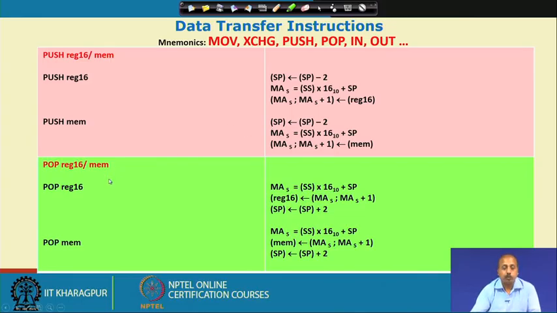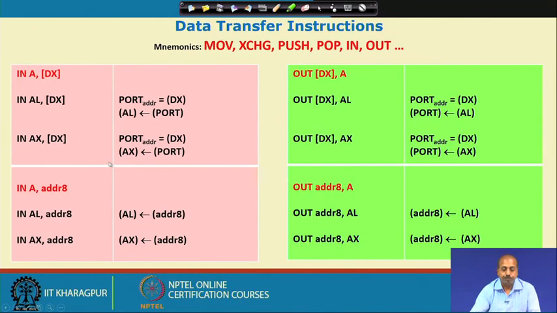Similarly, the reverse of push is the pop instruction. That can also work with a 16-bit register or memory. Then the IO operations, like the in instruction. So, in AL comma DX: the DX register contains the 16-bit port address and that value comes to the AL register. Or a 16-bit data can be moved by means of AX.